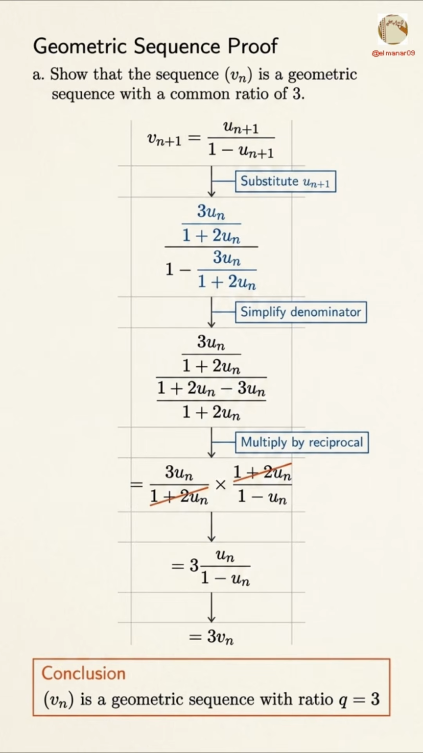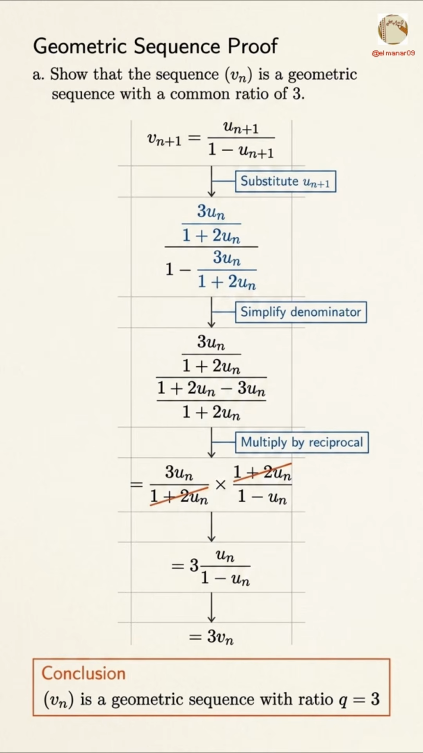Now, let's roll up our sleeves and dive into the geometric sequence proof. This is where the magic happens. We want to prove that our helper sequence, V sub n, grows by a steady factor of 3. Let's follow the logic step by step.